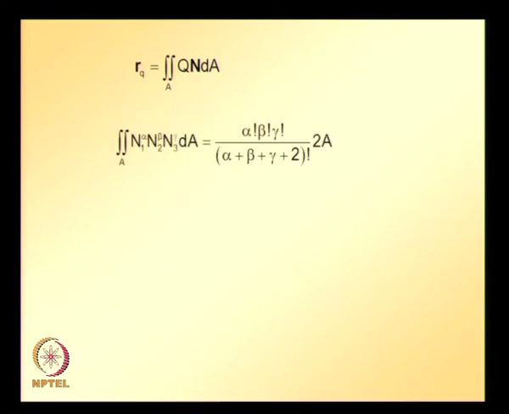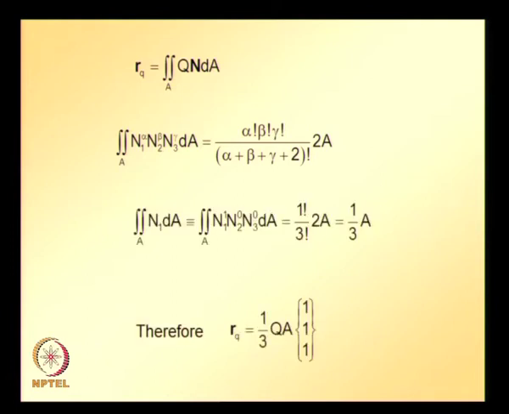And then we need to evaluate RQ. Once we identify Q, we can evaluate RQ. For evaluating RQ also we can use this formula, and one component of RQ is simplified and shown, with the details. Carrying out similar integrations we can get all components of RQ. Therefore RQ is given by 1/3 Q times A and a 3 by 1 column vector consisting of all ones.